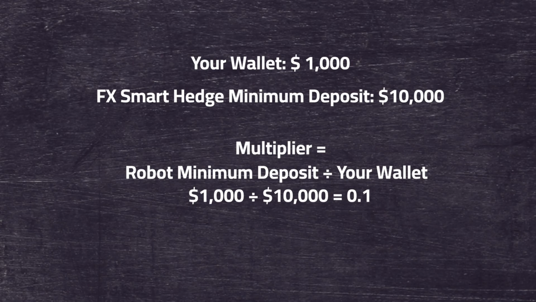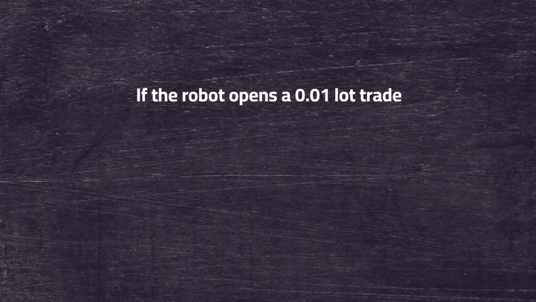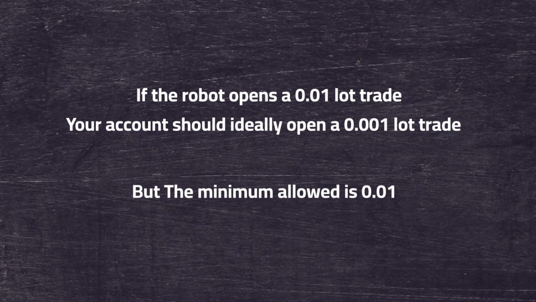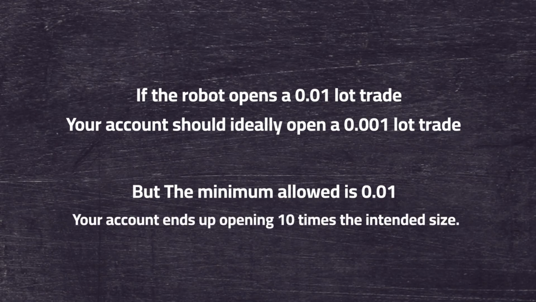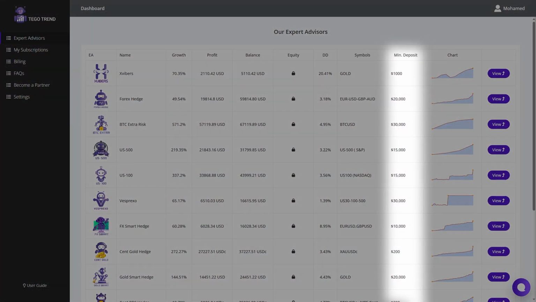resulting in 0.1. The main problem is that the account will not be able to open a position smaller than 0.01 lot due to the platform's limitations, and that could make the trade size larger than it should be for your balance, which means high risk. For example, if the robot opens a 0.01 lot trade, your account should ideally open a 0.001 lot trade. But since the minimum allowed is 0.01, your account ends up opening 10 times the intended size, which seriously increases risk. That is why we always recommend sticking to the bot's recommended minimum deposit.